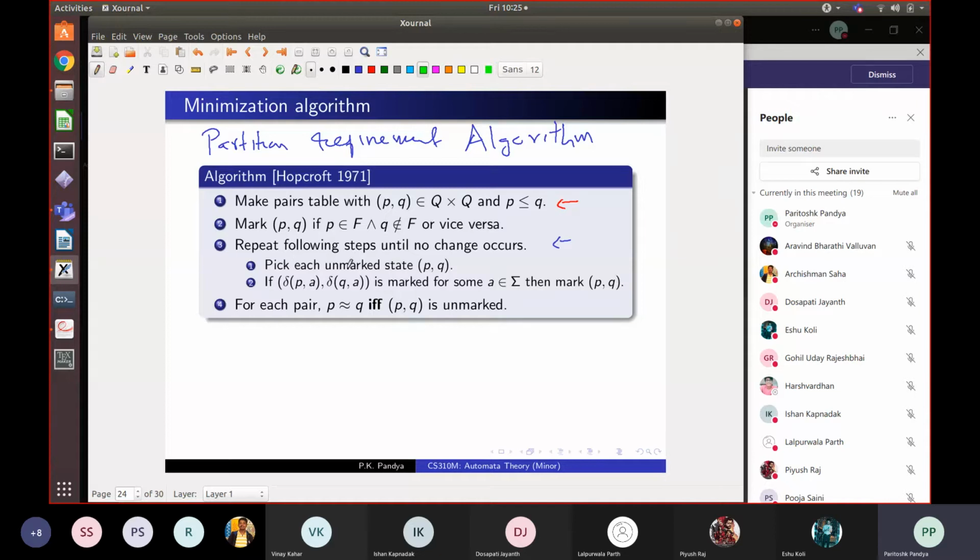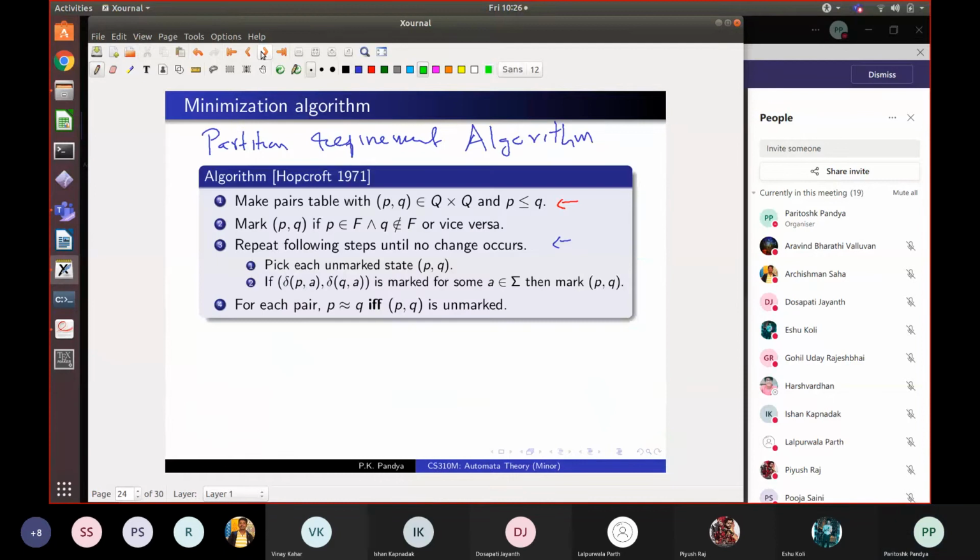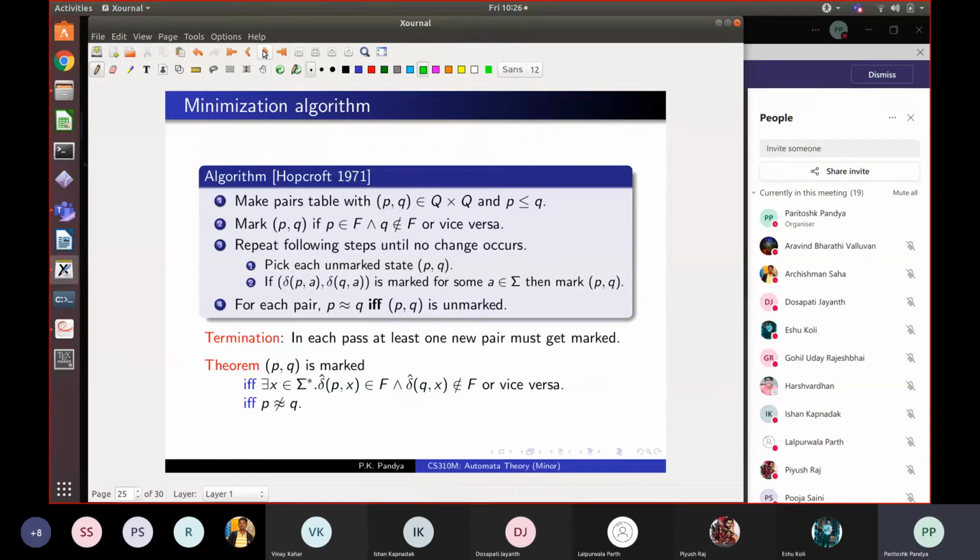If there is a phase where no new square gets marked, the algorithm finishes, and at that point, whichever are the blank entries, they will tell you which are the equivalent states. Because this is a blank entry, 1 is equivalent to 2. And this is a blank, so 3 is equivalent to 4. So this is the algorithm. Now, got the algorithm?